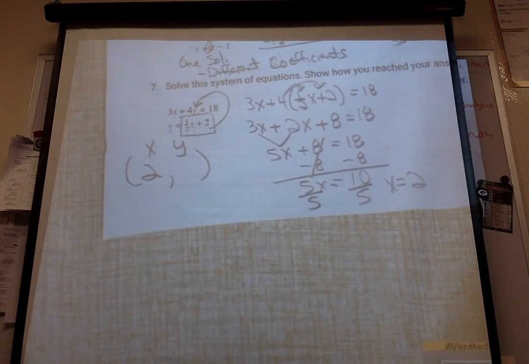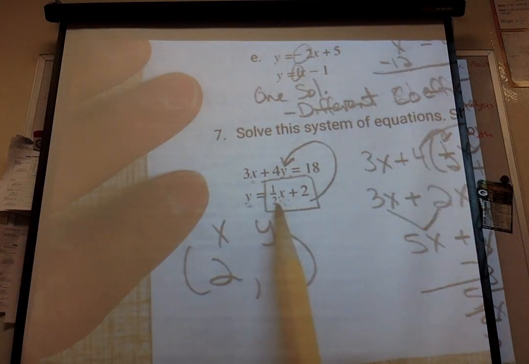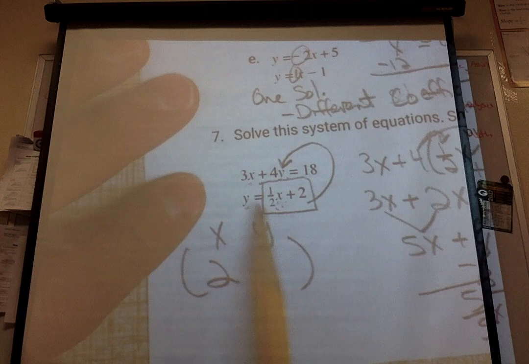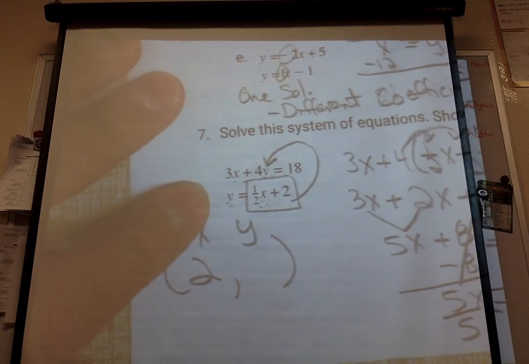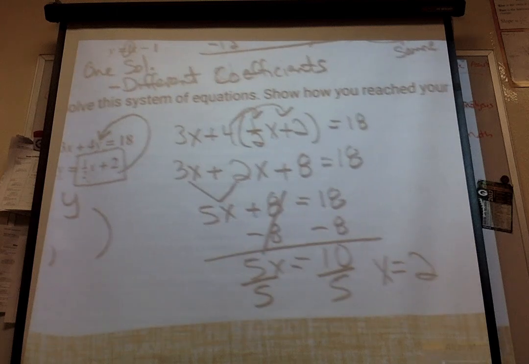So what you can do is pick either one of the equations in our system and substitute 2 in for x in that equation. I'm going to use our bottom equation. It doesn't matter, you can use the top one. You're still going to get the same answer. So I'll show the work over here.